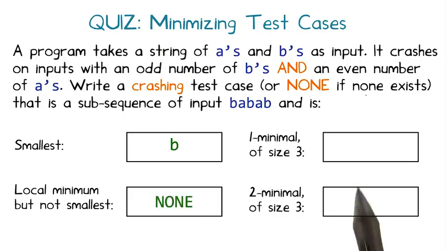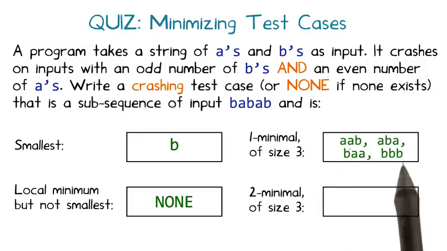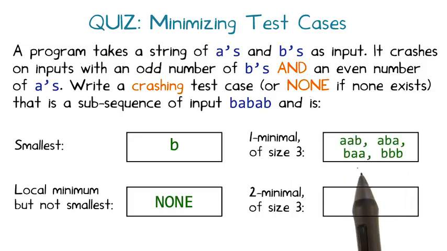Now let's try to find a one minimal failing subsequence of BABAB of size 3. We need at least one B, and we need an even number of A's. This means we can either have 2 A's and 1 B, or 3 B's. There are 4 subsequences of BABAB that satisfy this criterion: AAB, ABA, BAA, and BBB.